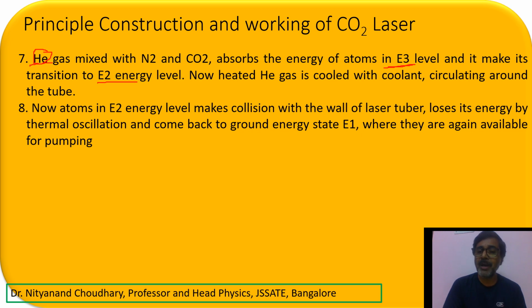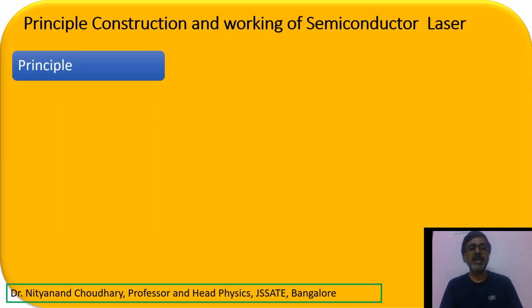From E2 to E1, now here it is, this atom in the E2 is going to make the collision with the wall of the tube, and during this collision it will be losing its energy, and again it will be coming back to your E1, where it is again available for your pumping. So you continue your pumping, and it will again go back to your excited state in the similar way as we have discussed. So this is the working of your carbon dioxide laser.